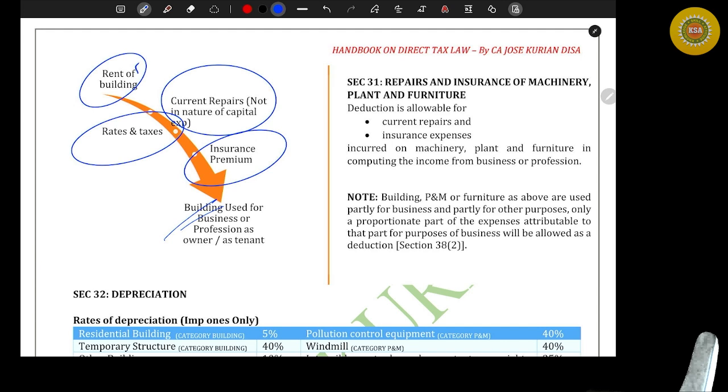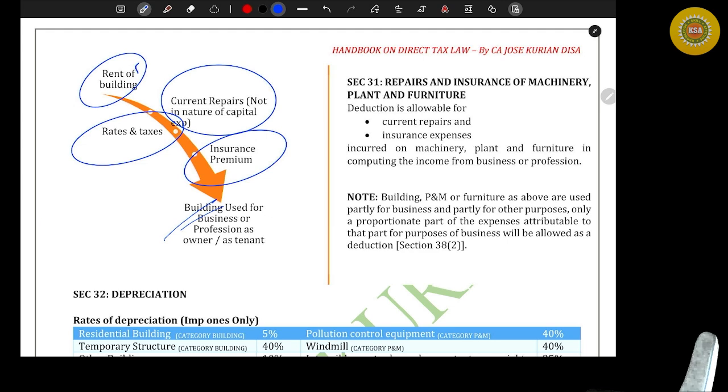Not 31, 30, because it's a building. It's building, so I can claim it as a reduction under 30. But only 50%. Why? If plant and machinery or building or furniture that we mentioned here is not exclusively used for your business purpose, only those proportionate expenses that are incurred for your business are allowed as a deduction under the respective sections.